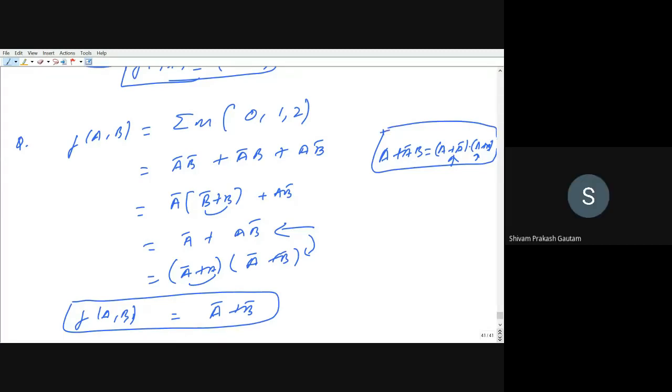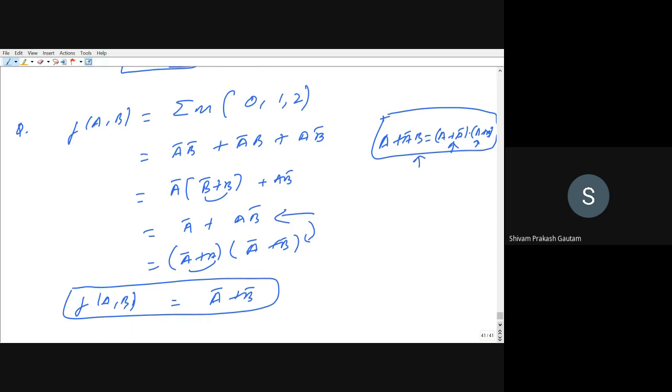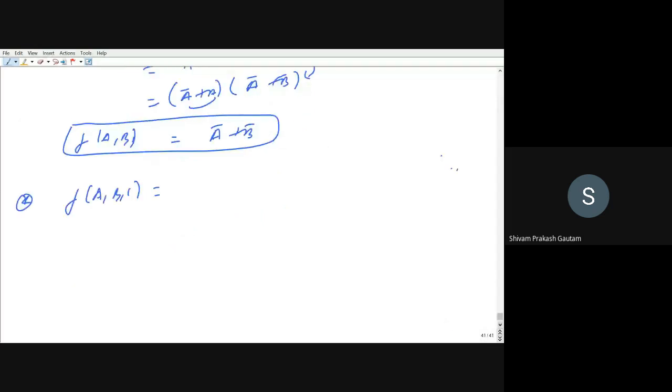Those of you who were not present, you can see my recording, or you can also refer to the book, right? So this is the formula. You can also build a truth table and prove this. You can build a truth table and prove it, right? But we have seen this, so I will not discuss it. So let us move forward.